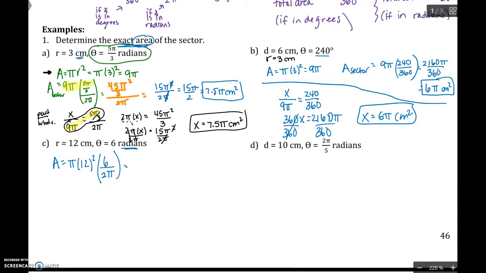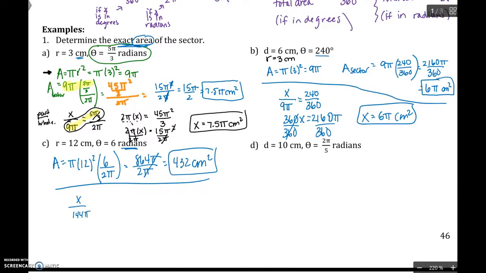So 12 squared times 6 on top becomes 864 pi. And on the bottom it's just 2 pi. The pi's will cancel, and when you divide by 2, you'll get 432 centimeters squared. Or you can make the proportion. X out of a total area of pi r squared would be this part, 144 pi, equals, and it's 6 radians out of 2 pi. So that'll work too. You'll get the same answer.